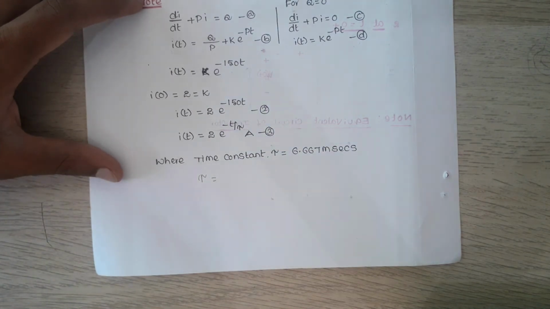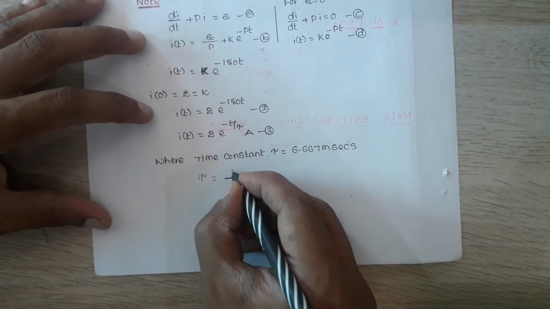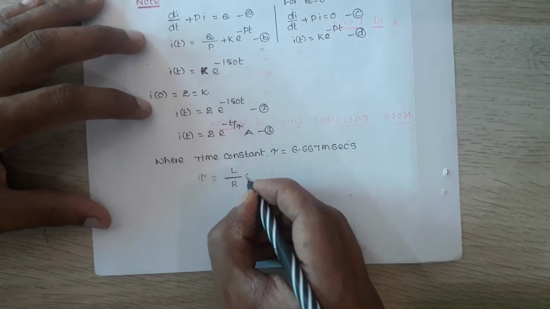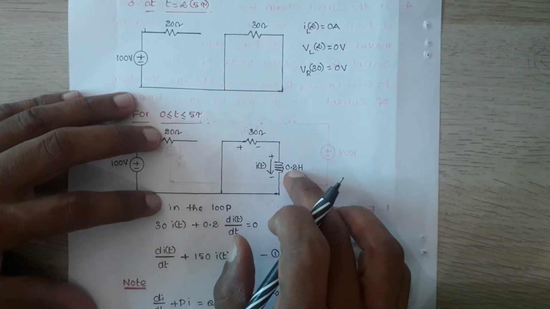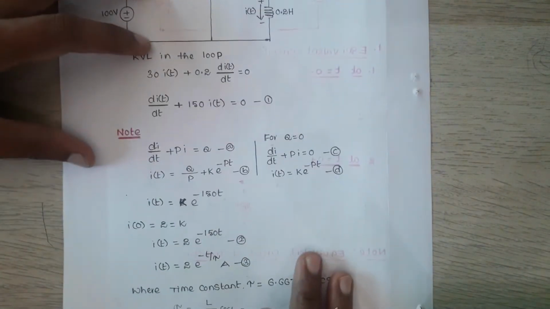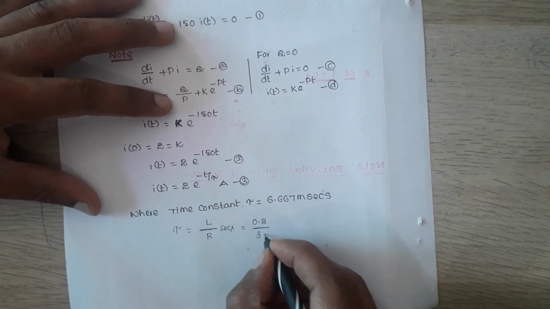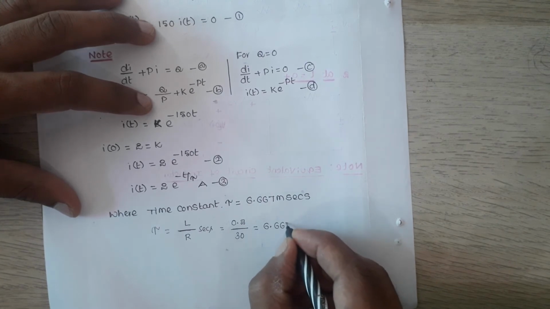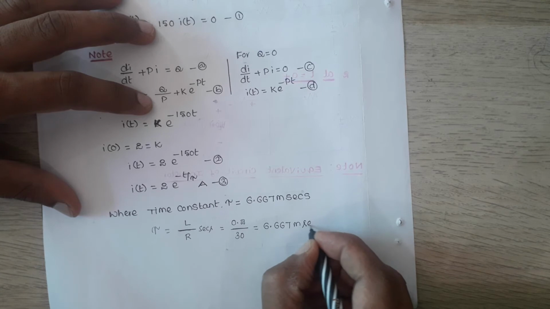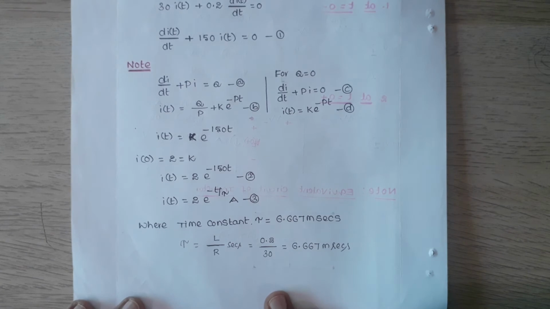For RL circuits, time constant is equal to L by R seconds. Here we have to take this circuit value of L and R. So L value is 0.2 and R value is 30, which is equal to 6.667 milliseconds. So this becomes the time constant. Time constant depends on the value of R and L.